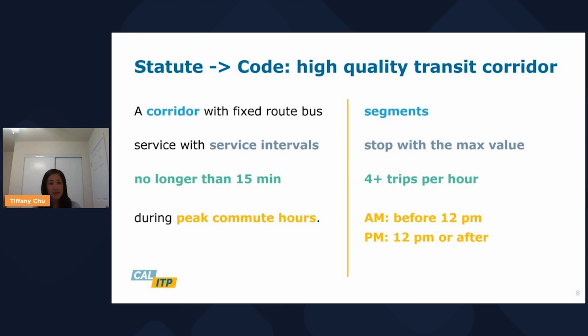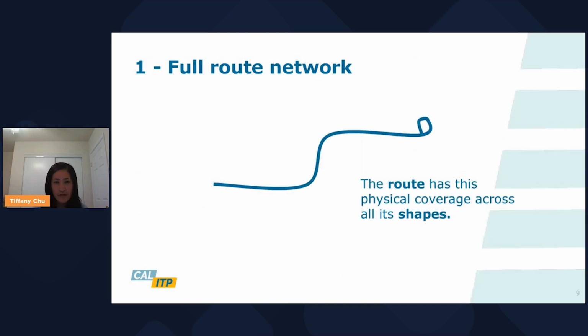No longer than 15-minute service simply means every hour we see at least 4 trips pass by at that stop. And if there are multiple stops on that same segment, we'll keep the stop that has the highest number of trips. And for peak hours, we'll deal with the day in 2 time periods. So before noon and after noon, and see which hour has the most trips. And so I'll show you how all these concepts come into play.